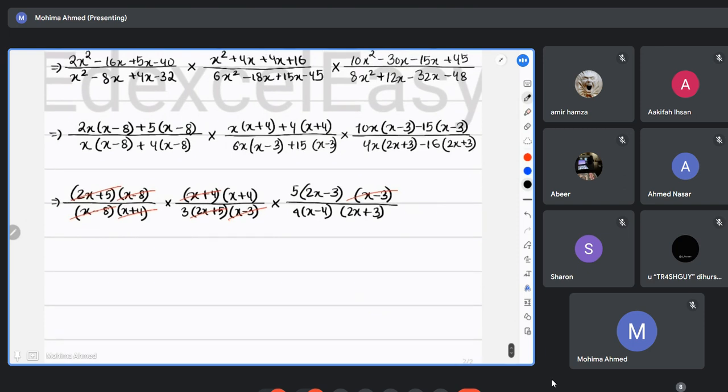So lastly, we can write, what do we have? X plus 4, 2x minus 3 multiplied with 5. We have these three fractions on the numerator multiplied with 5, 2x minus 3. And this is divided with what? We have a 3 in front and 3 multiplied with 4, x minus 4, and then 2x plus 3.